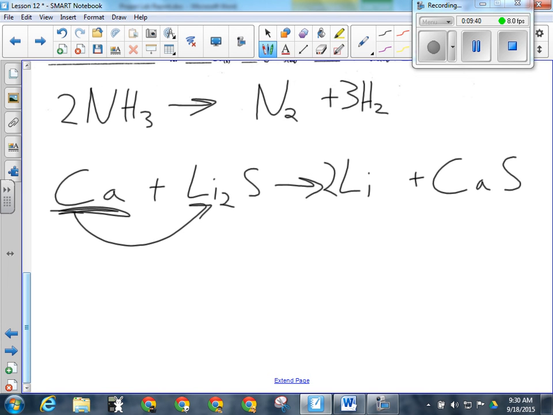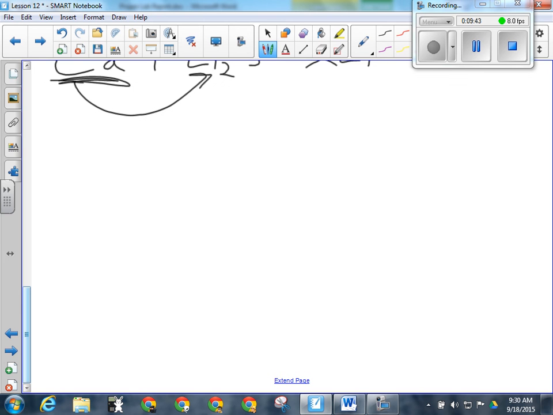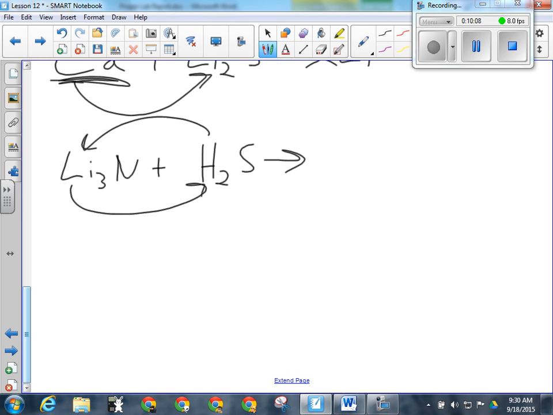Okay, so let's look at a double replacement reaction here. So I've got a double replacement reaction because I've got two ionic compounds reacting with each other. I have to produce two different ionic compounds. And the way to do that is to just swap the metals. Right? So that means that lithium's new partner is going to be sulfur, and hydrogen's new partner is going to be nitrogen. Okay, what do I have to do with both of those?